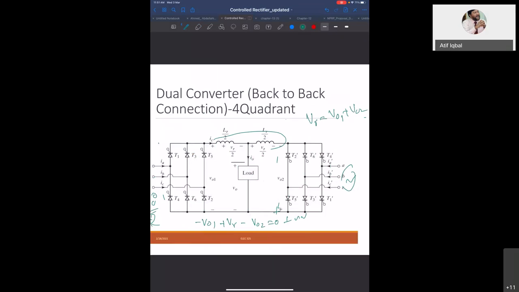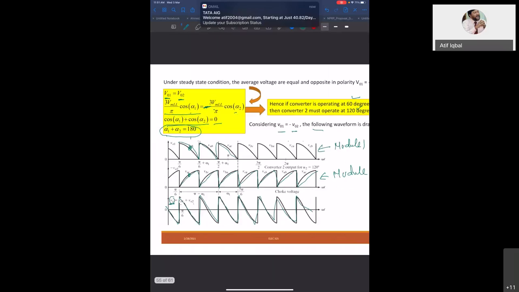Why is this reactor used? This is to limit the circulating current. And why is the circulating current flowing? You see here, the average of this and the average of this are the same, because they have the same area. But are they equal every time, at each instant?